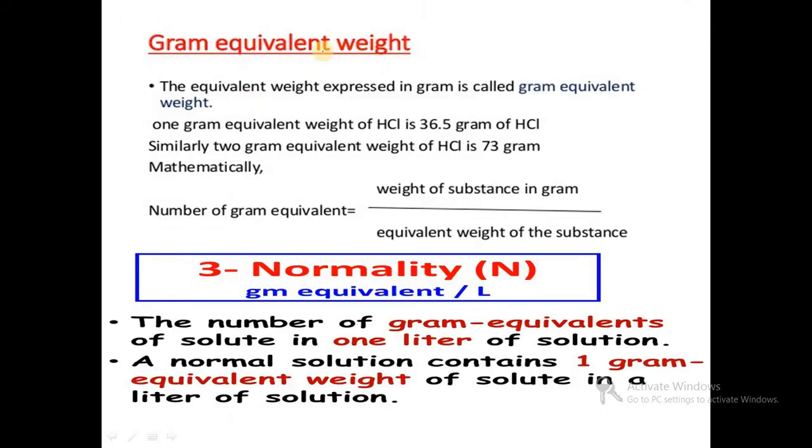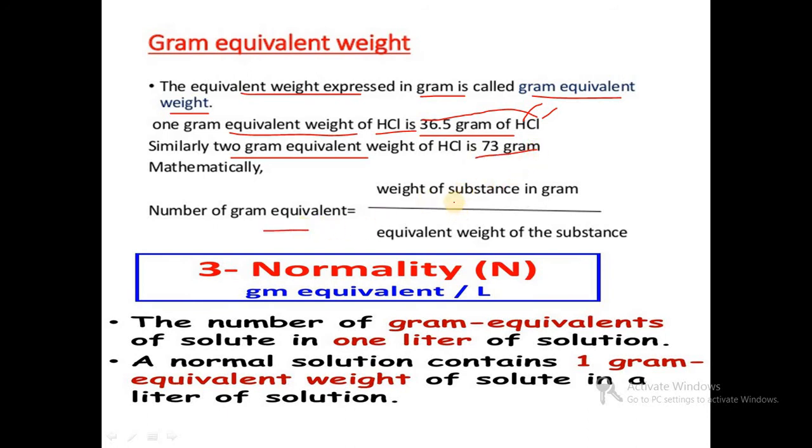Gram equivalent weight. What is a gram equivalent? That is, equivalent weight expressed in gram is called gram equivalent weight. 1 gram equivalent weight of HCl is 36.5, that is 1 for H and 35.5 for Cl. So gram equivalent weight is 36.5. Similarly, 2 gram equivalent weight of HCl is 73 gram.